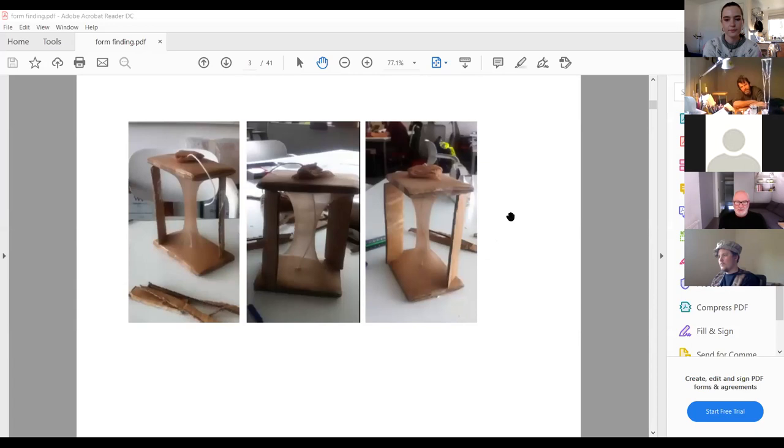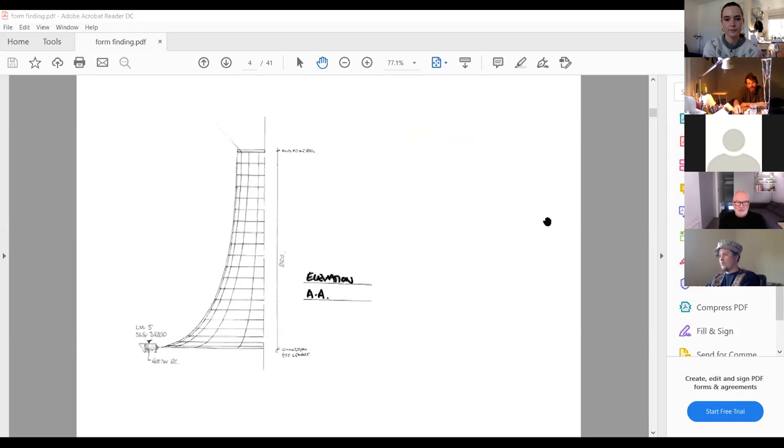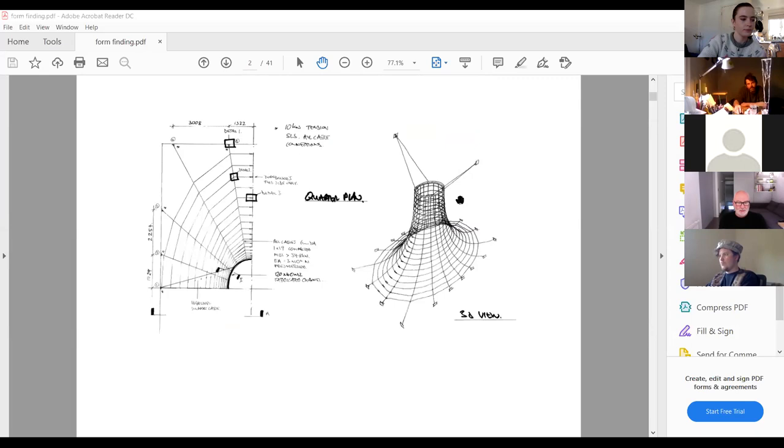We measured that shape to find the geometry that thing wanted to be. So this is quite obviously a structure that can exist. It's a kind of windsock. It's anticlastic, which means that the curve of the warp and the curve of the weft work in opposite directions.